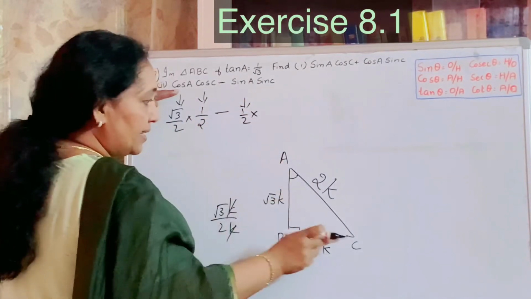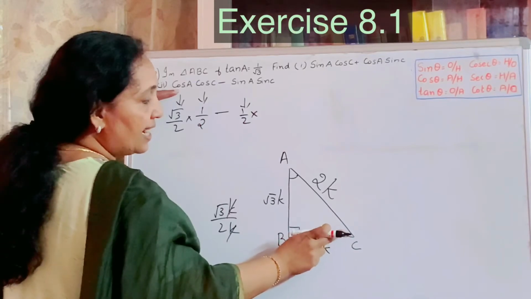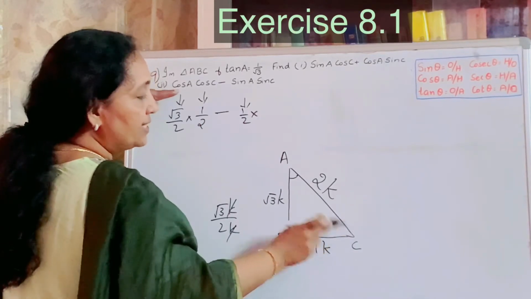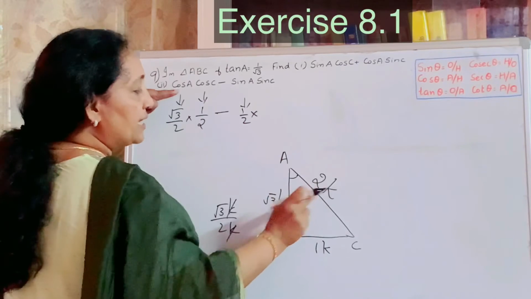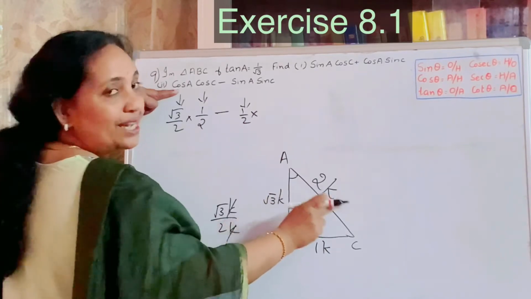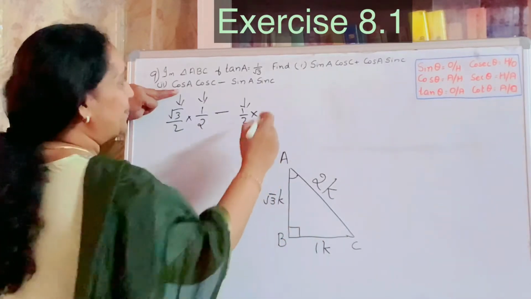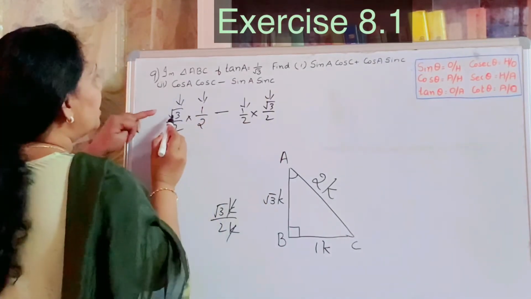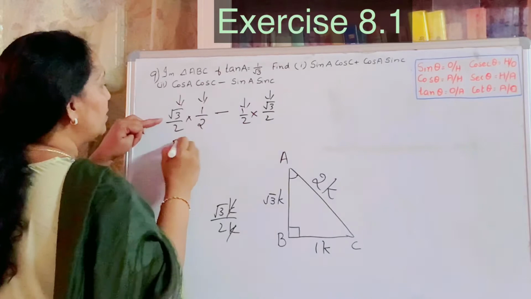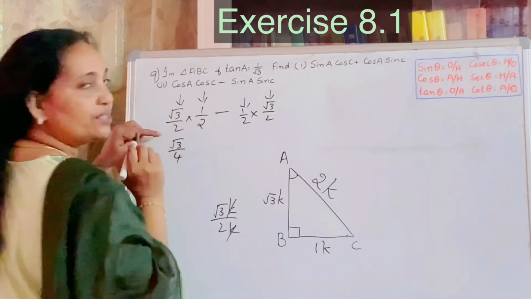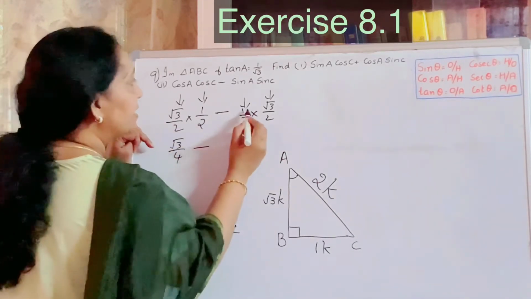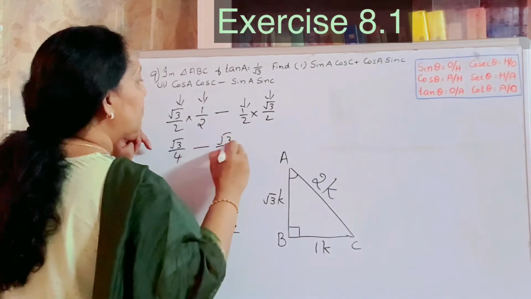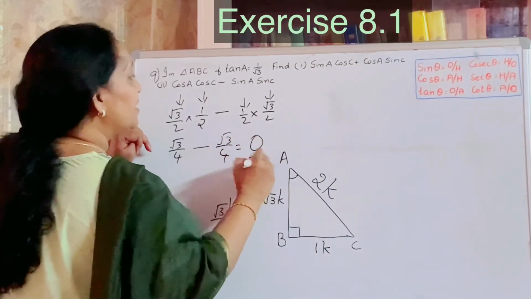Sin C. That means this is the angle. Sin C is opposite side of this angle by hypotenuse. That means root 3k by 2k, that is root 3 by 2. Sin C is root 3 by 2. That means root 3 into 1 is root 3, by 2 into 2 is 4. Root 3 by 4 minus here also root 3 by 4. That is, answer is 0.